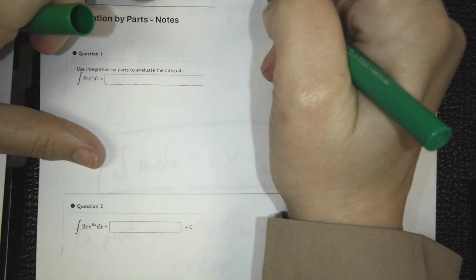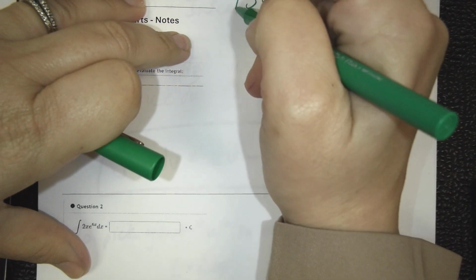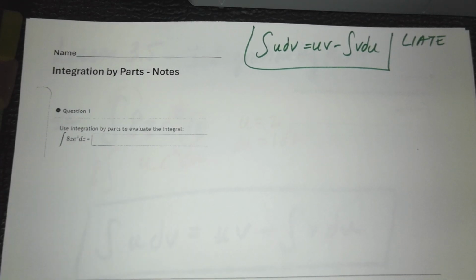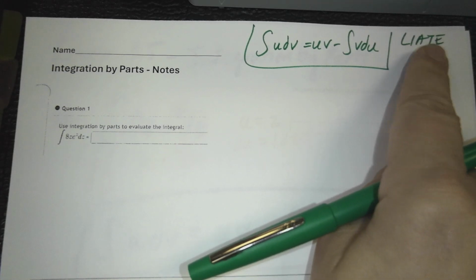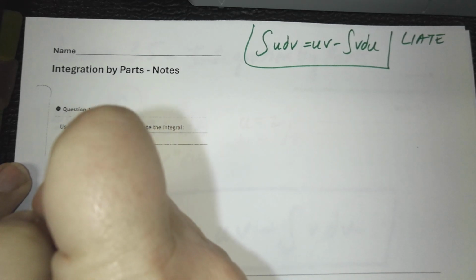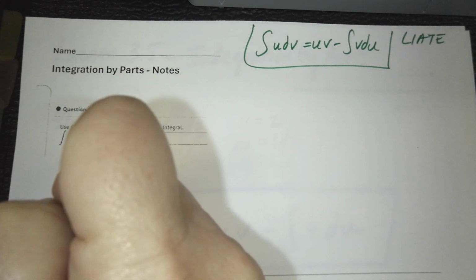So let's do this one. I always want to write my formula at the top. The integral of u dv is equal to uv minus the integral of v du. And always pick your u by LIATE. When I'm looking at this integral, what do I want to let my u be, the 8z or the e^z? According to LIATE, A comes before E, correct? So I'm going to let this 8z be my u. Then the e^z dz would be the dv.